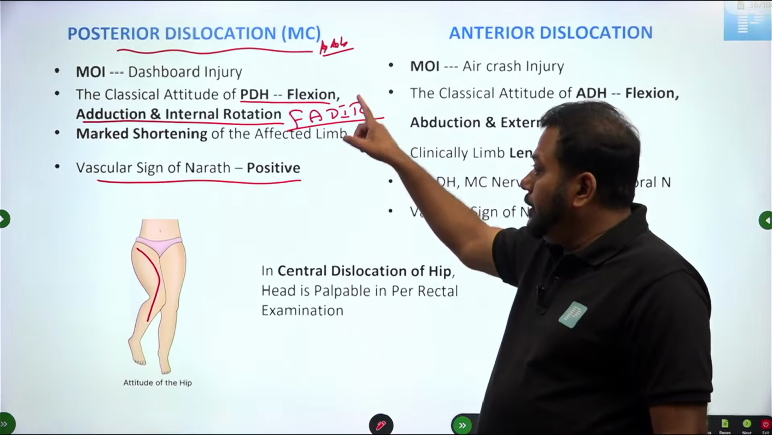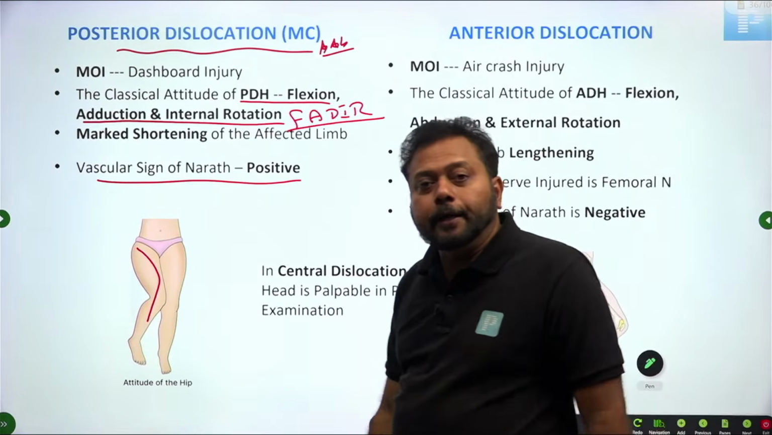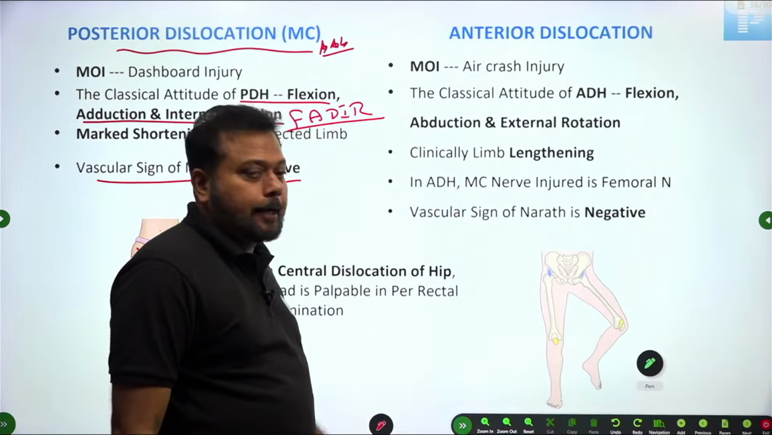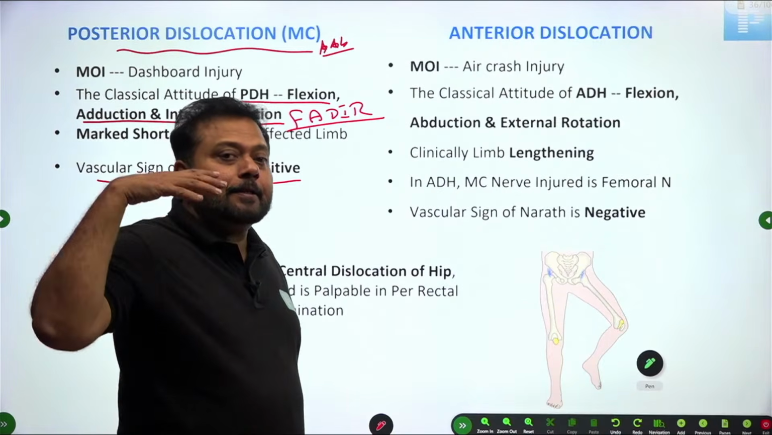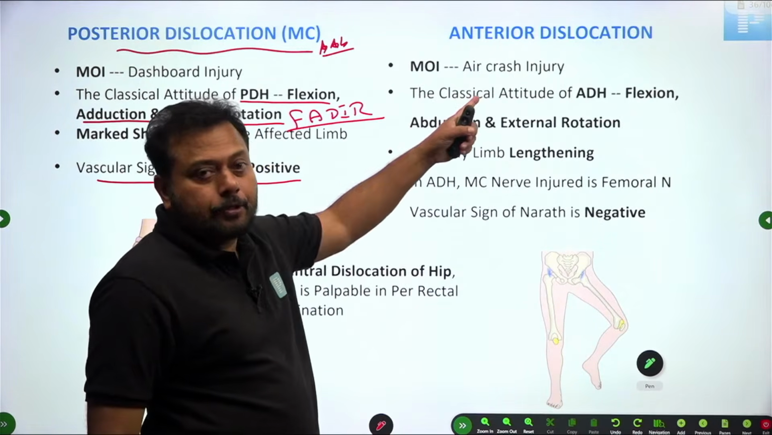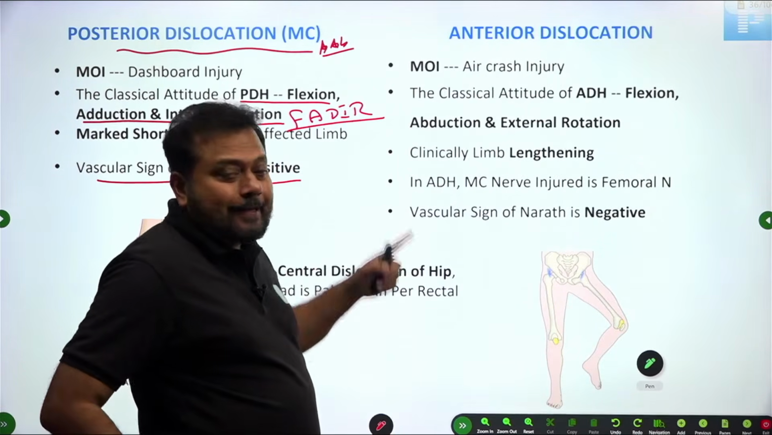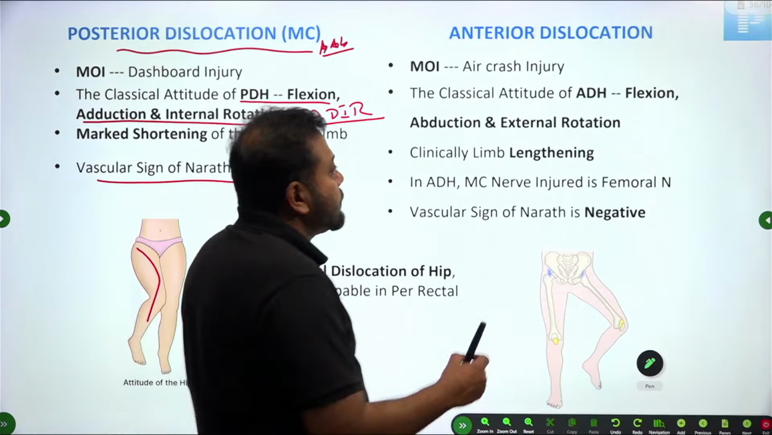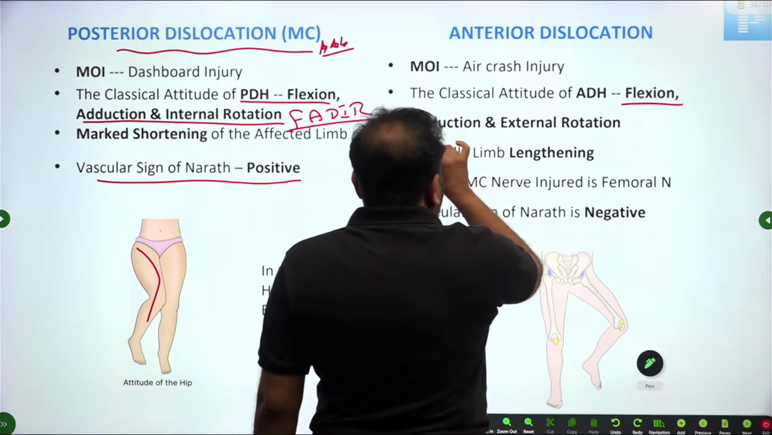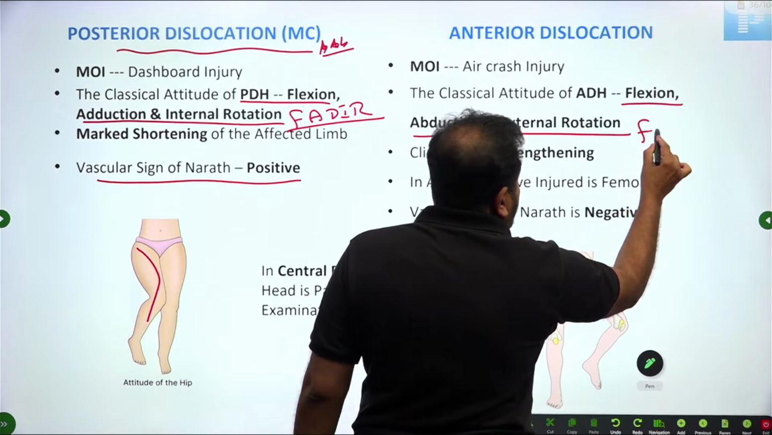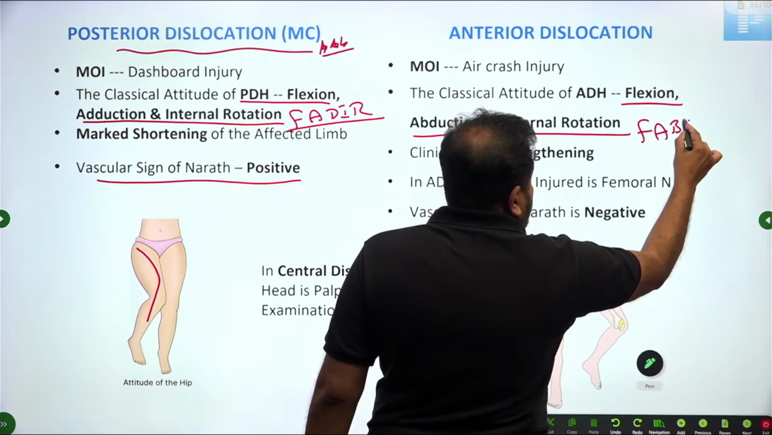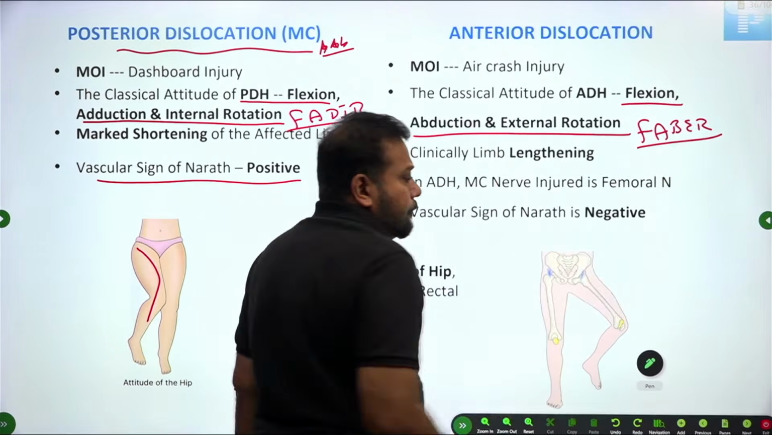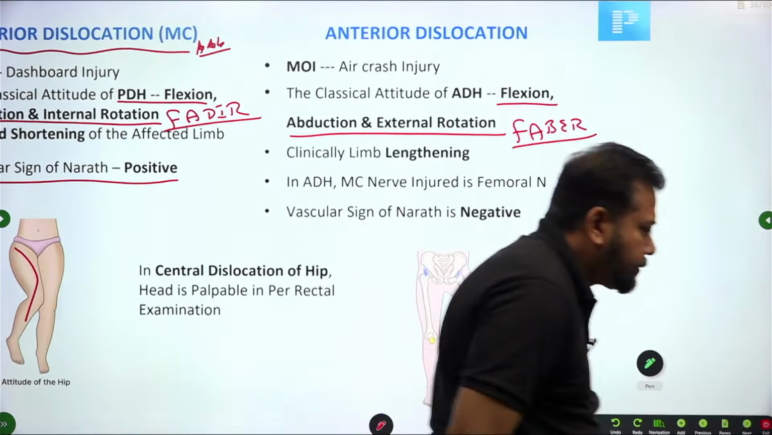Now you see, this is posterior dislocation hip. Anterior dislocation hip usually happens in crash landing, air crash injury. The classical attitude of anterior dislocation is flexion, abduction, external rotation. FABER: flexion, abduction, external rotation.